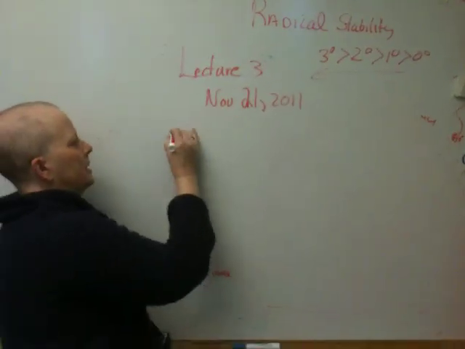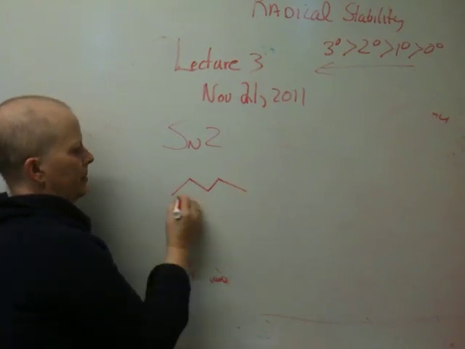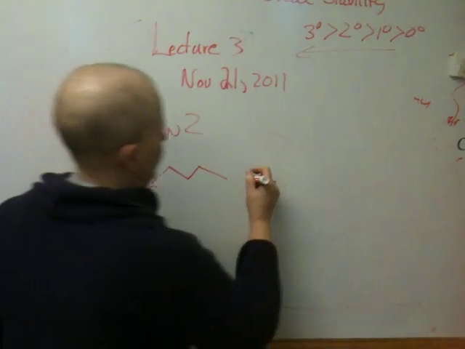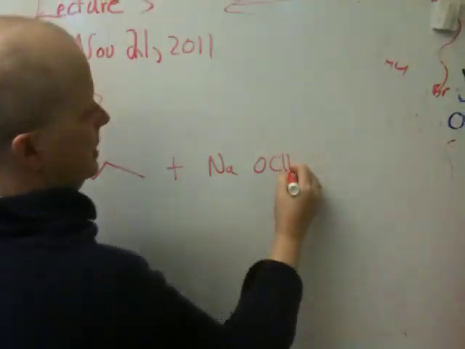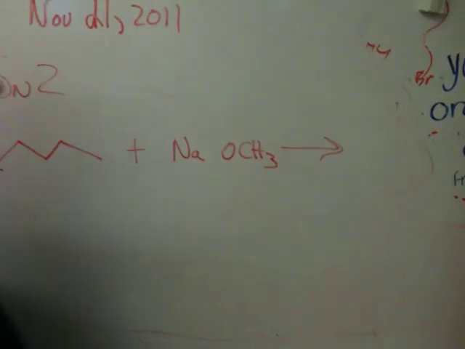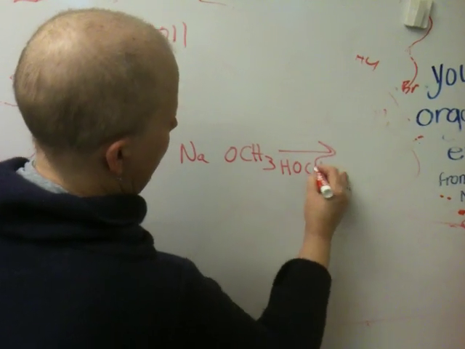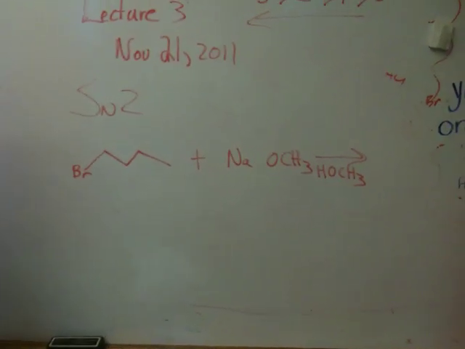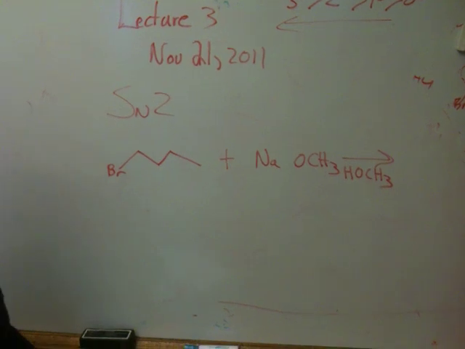Here's a typical SN2 reaction, very, very typical. You might have a halide like this, and let's say I add sodium methoxide, and maybe I'll put it in methanol. I'll talk more about solvents in class next week, maybe the week after that. But how would you work on this reaction?